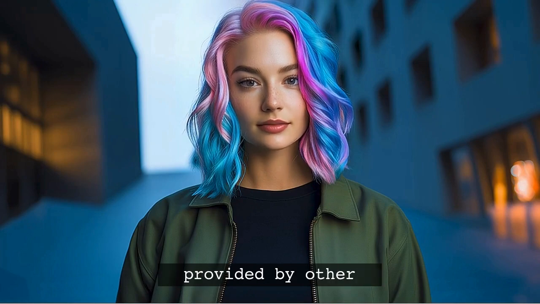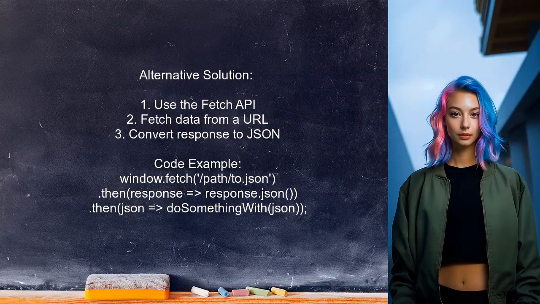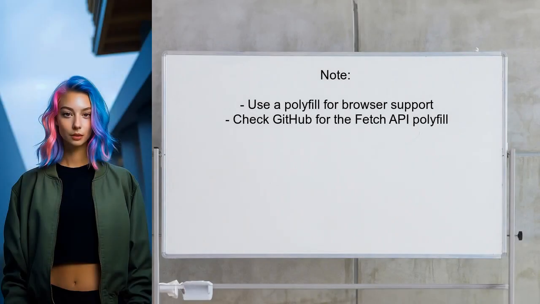Now, let's look at the answers provided by other users. An alternative approach to fetching JSON data is to use the Fetch API. Although it's not part of ES6, it utilizes promises, which were standardized in ES6. To get JSON from a URL, you can use the fetch function, followed by a then method to handle the response and convert it to JSON. If you need to support older browsers that don't have the Fetch API, you can use a polyfill available on GitHub.